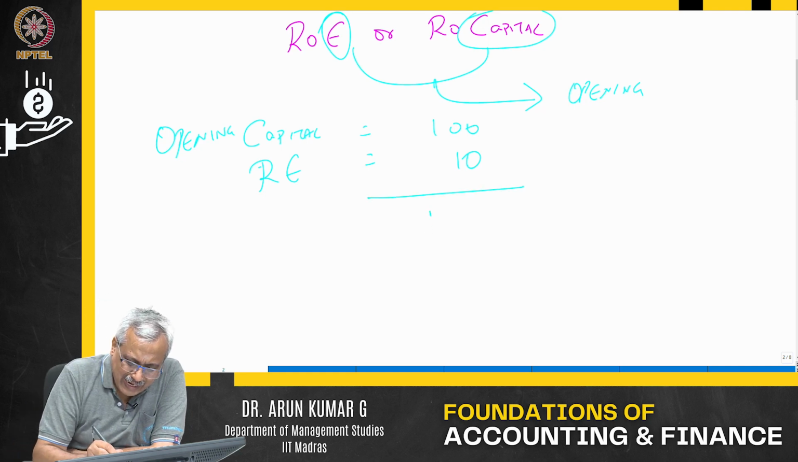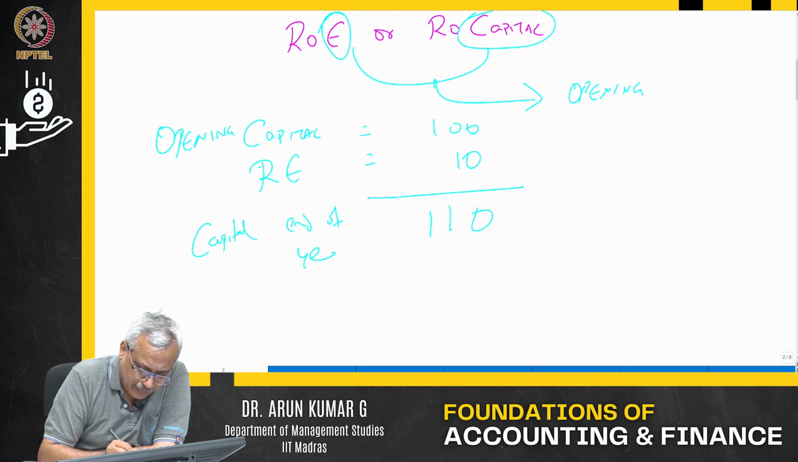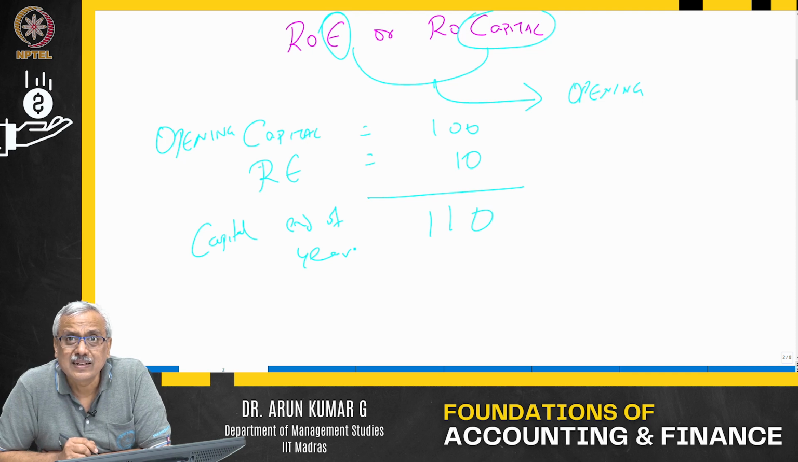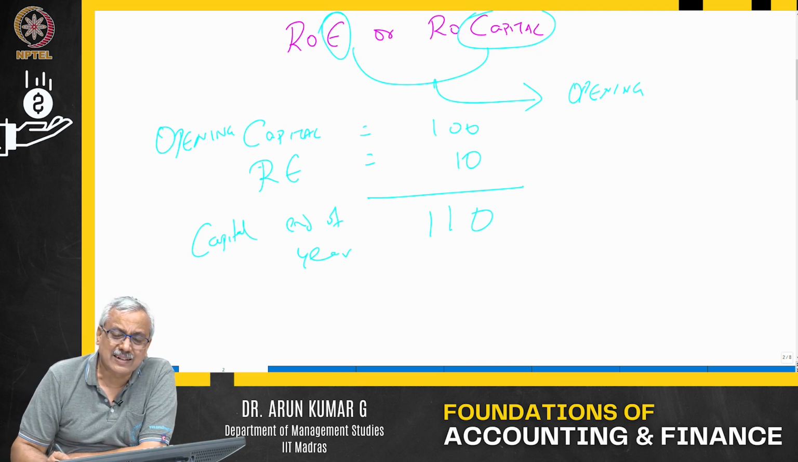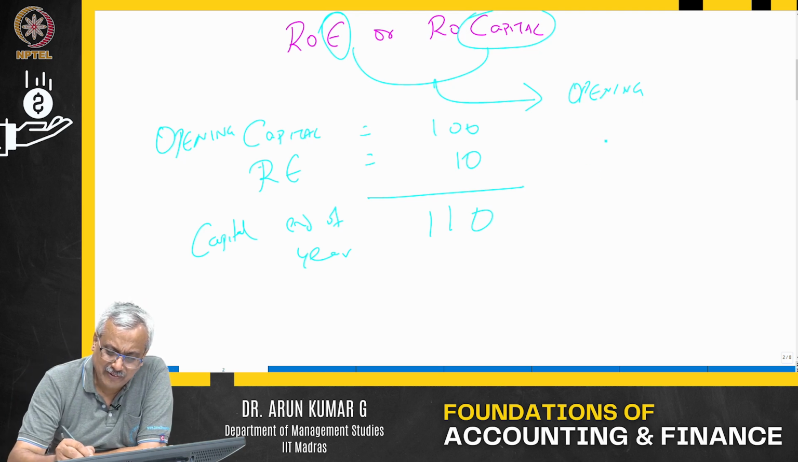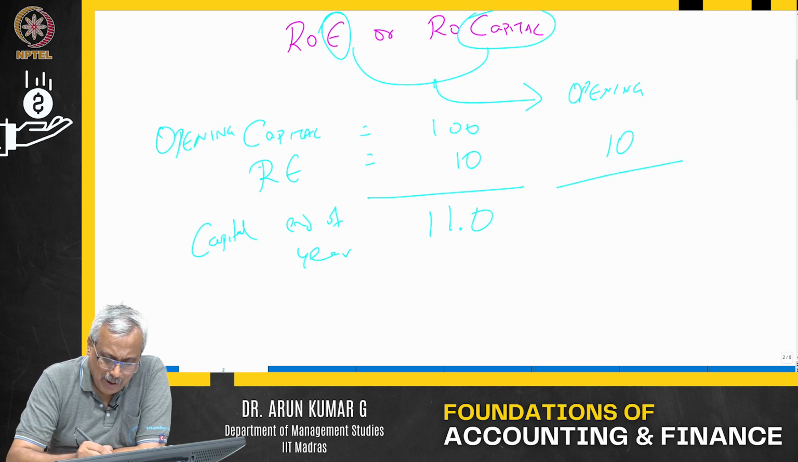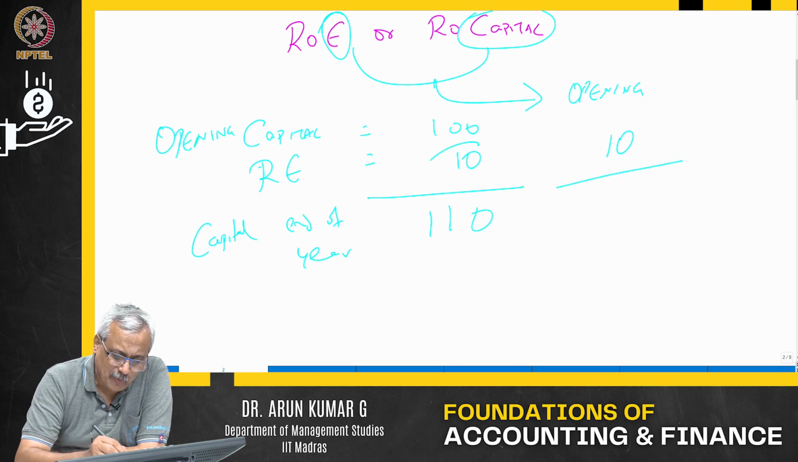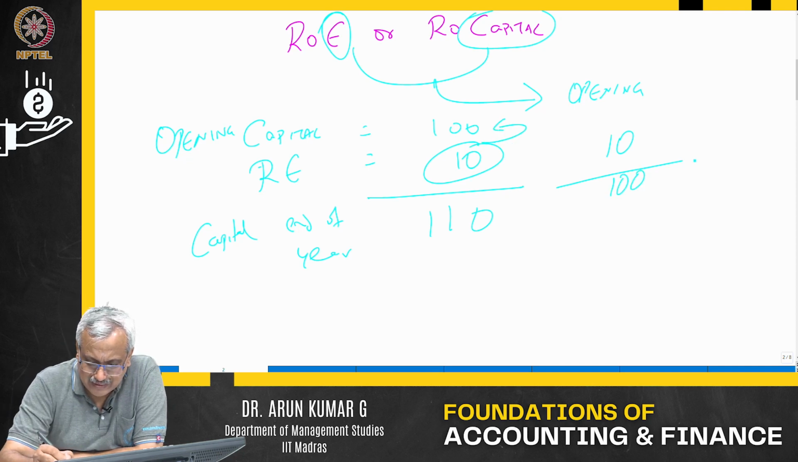What is the capital at the end of the year? 110. When I calculate the ROI, or return on investment, I will have to say $10 is the return I have got. What is the capital? Capital is not 110. This $10 you have obtained on the 100 investment that you made.